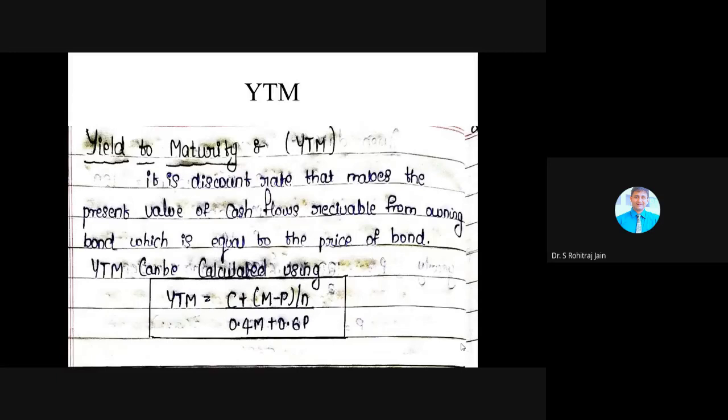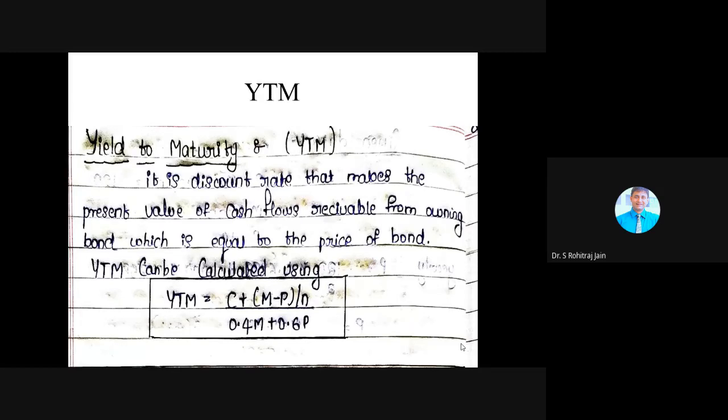Next concept we will go to YTM, that is yield to maturity. Now first we will understand the meaning of YTM. See, it is a discount rate that makes the present value of the cash flows receivable from owning the bond equal to the price of the bond. Please understand, the next important concept is yield to maturity of the bond, that is YTM.